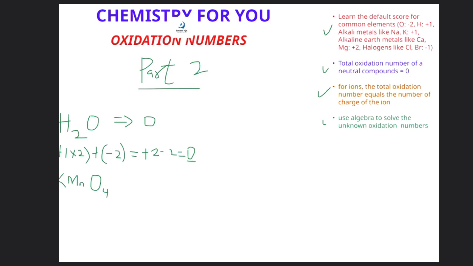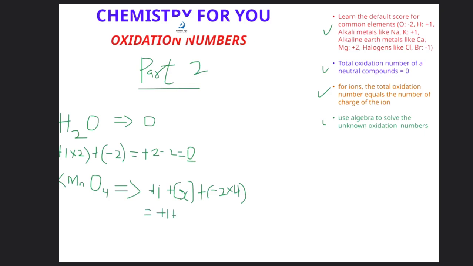Understanding your defaults, potassium is +1. Manganese is what we don't know, and that's why we say use algebra for the unknown. So let's use X for the one we don't know. Then plus oxygen is -2, but we have 4 atoms of oxygen, so we're going to have -2 times 4, as simple as possible. So if that's what we have, this is going to be +1, then plus X.